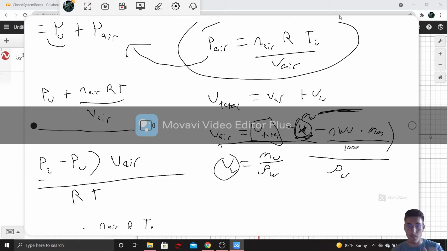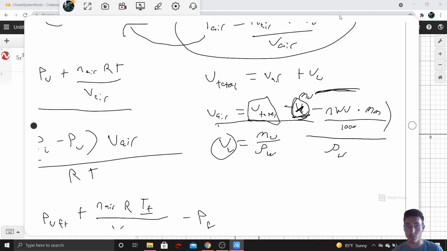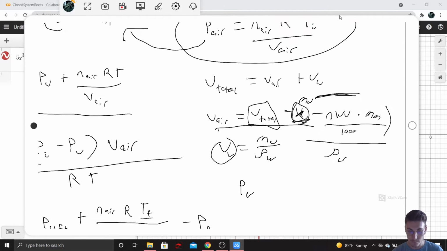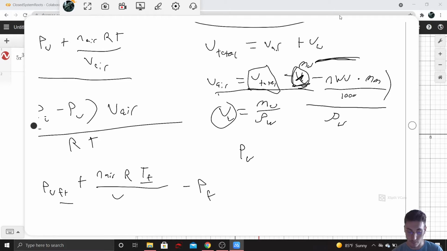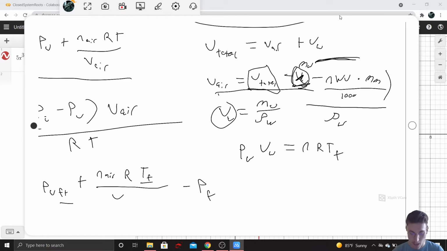So now we know we have a desired number of moles in the vapor phase. But now we can figure out the real number of moles in the vapor phase if we just take the ideal gas law for just that. So the partial pressure of water times the new volume of the water is equal to the number of moles of water at the final temperature. And this partial pressure is at the final temperature as well.